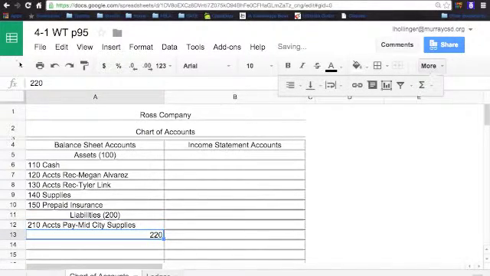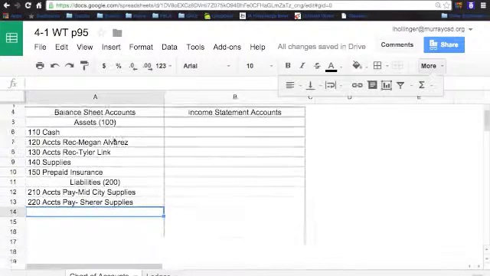And our 220 account, whoops, put that accounts payable in there. Then we've got 220 accounts payable, Surer Supplies. Okay. Those are our two liabilities.